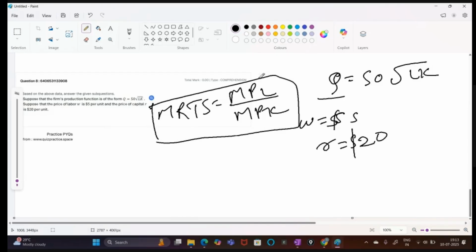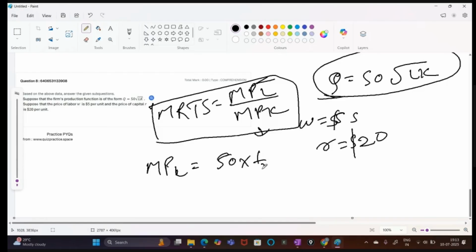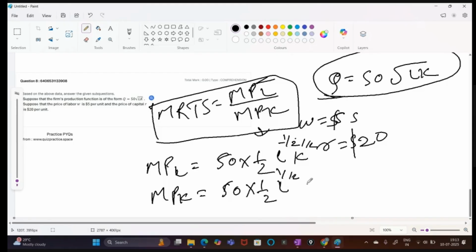So how to get MPL and MPK? MPL can be obtained by differentiating this function with respect to L. So it will be 50 into 1 by 2, L to the power 1 by 2 minus 1, that is L to the power minus 1 by 2, and K to the power 1 by 2, right? Similarly we can calculate the MPK. It will be 50 into 1 by 2, L to the power 1 by 2 and K to the power minus 1 by 2, right?